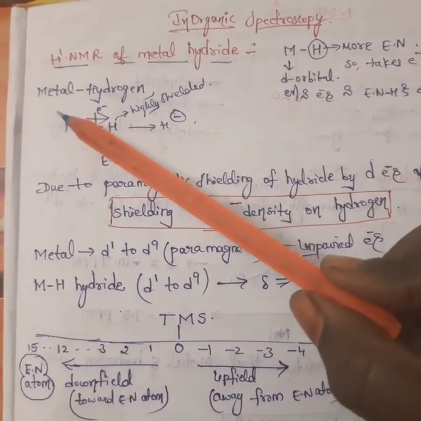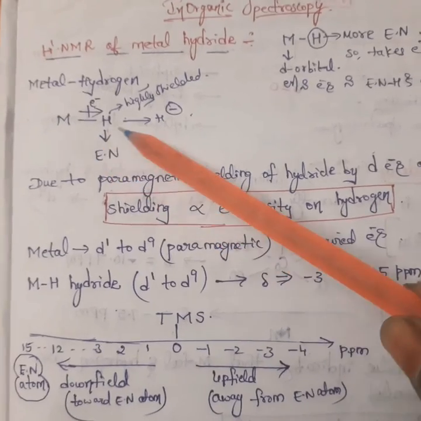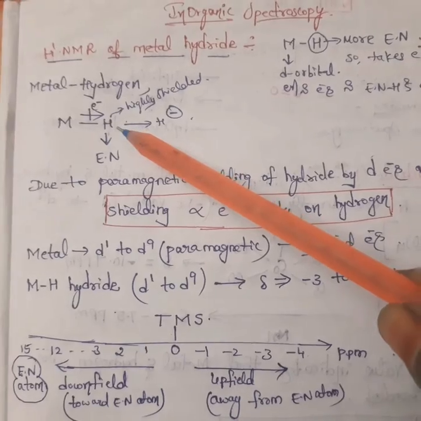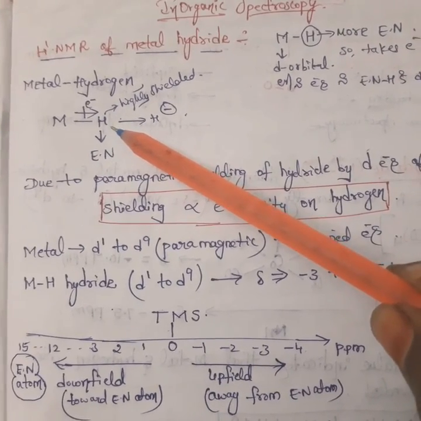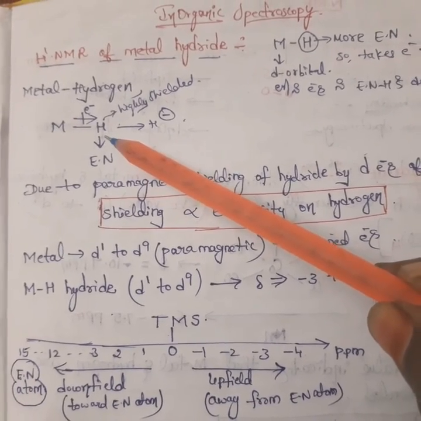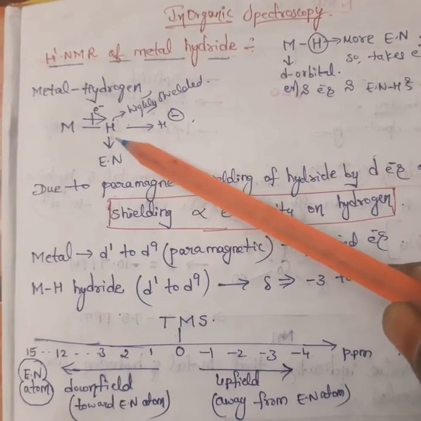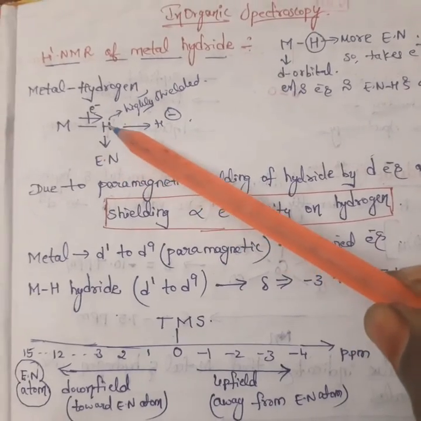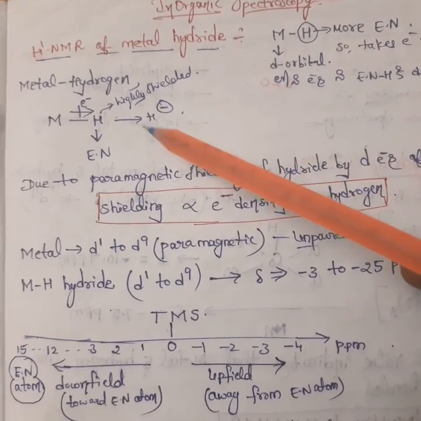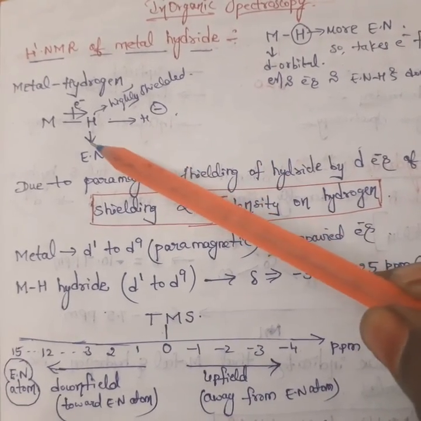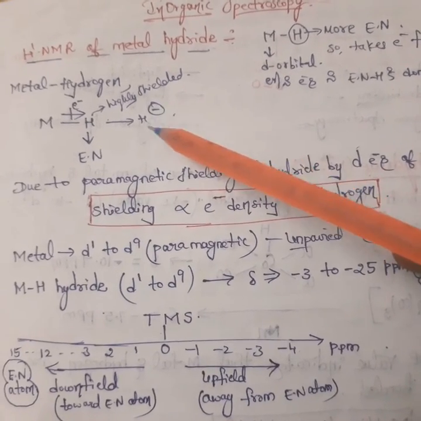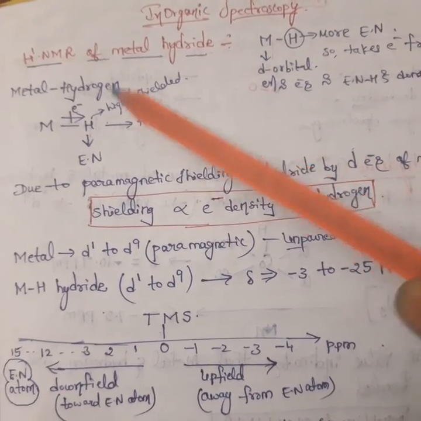Okay, see, metal hydrogen. Observe here, as I already said, when compared to the metal, hydrogen is more electronegative, so the electrons move towards the hydrogen, so the hydrogen becomes shielded. Whenever the electrons move to the hydrogen, the hydrogen gets a negative charge. We know that. As the electrons are moving towards the hydrogen, it gets a negative charge and becomes highly shielded. I hope you understood.